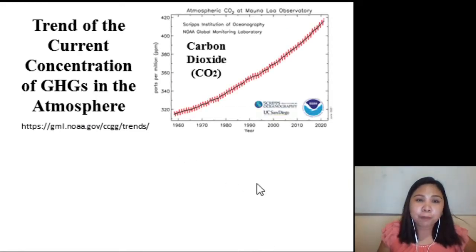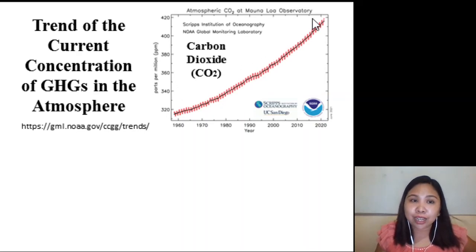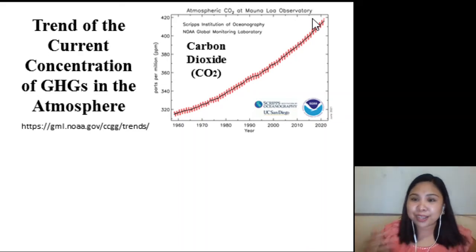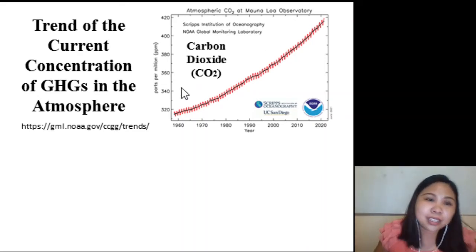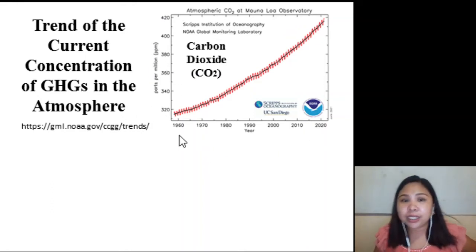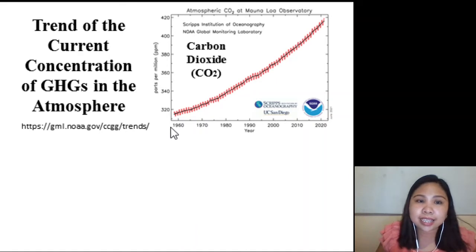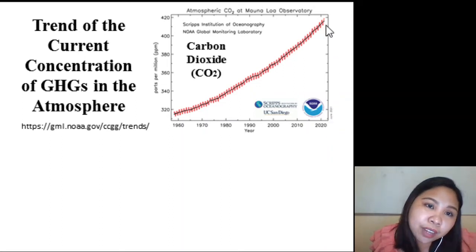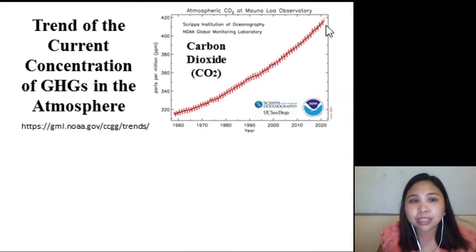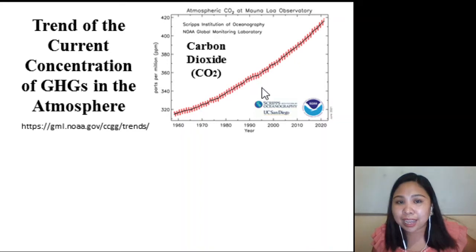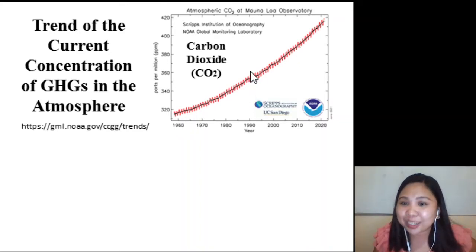So first of all, this is the trend of the concentration of carbon dioxide in our atmosphere. As you can see here, this is the concentration in parts per million, and this is the year or the duration. During the 1960s, ito pa lang po yung concentration. And at present, 2021, nasa 418 parts per million carbon dioxide. Ayan, so the trend is increasing indeed.